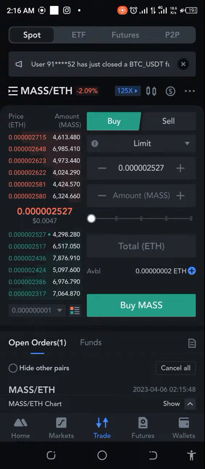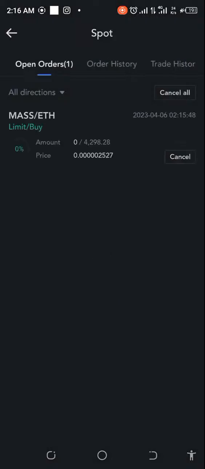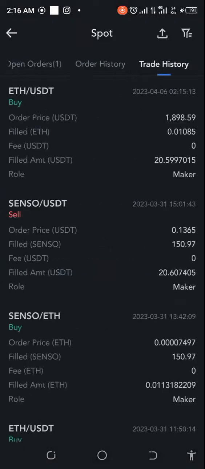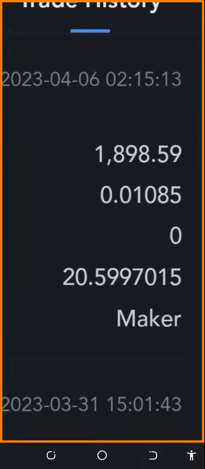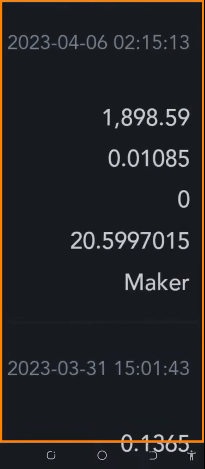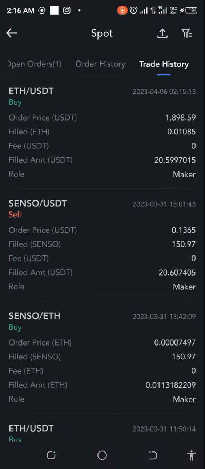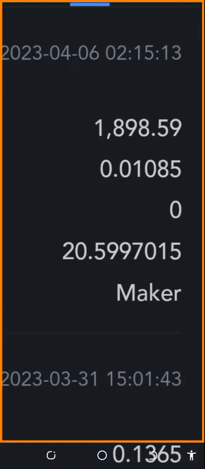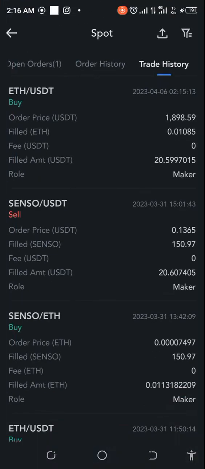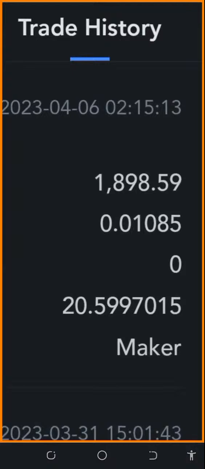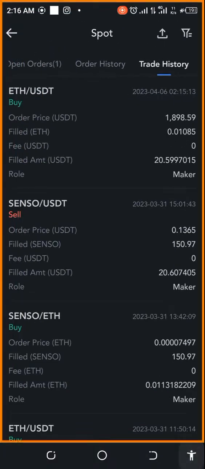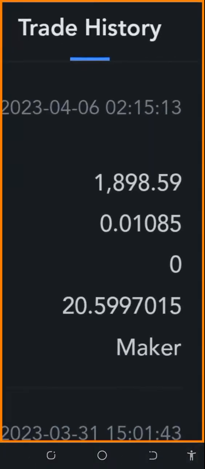Because don't forget, we must always have an escape route. So let's go to the trade history and see how much we bought ETH at, and that's what we're going to use to go ahead with this. So we bought ETH at 1898. Am I sure? Oh, at what level? Oh, sorry, the order price. Oh yeah, the order price was 1898.54.